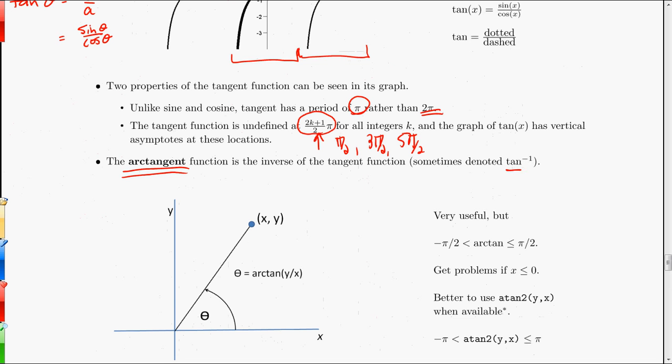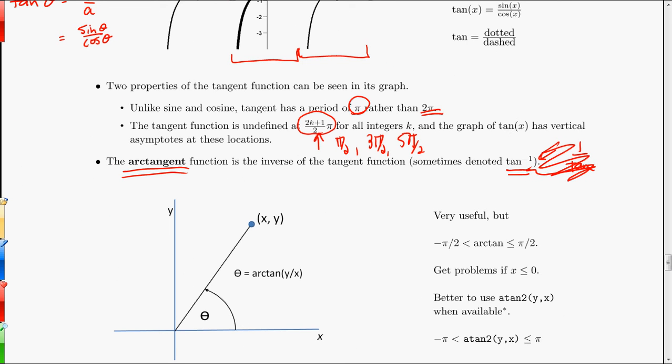On some graphing calculators, it'll be denoted tan with the -1 up there. I don't really like that particular symbol for arctan, but it is the inverse of the tangent function. The problem is some people tend to say that's 1 over tan, and that doesn't make any sense, right? So it's the arctangent function.